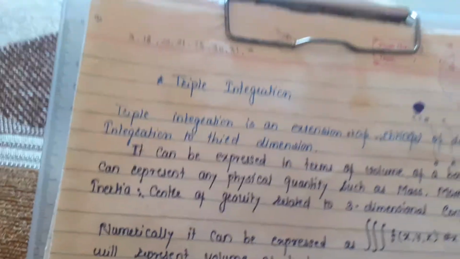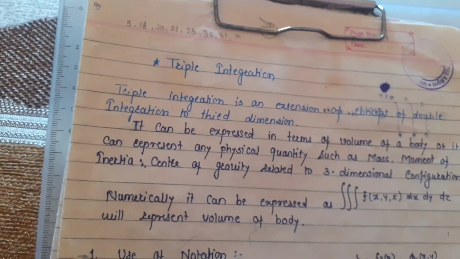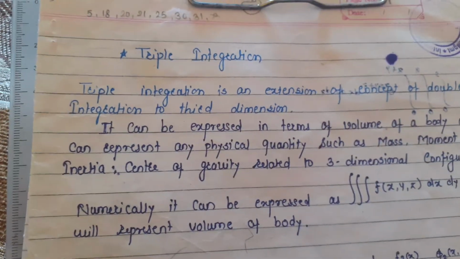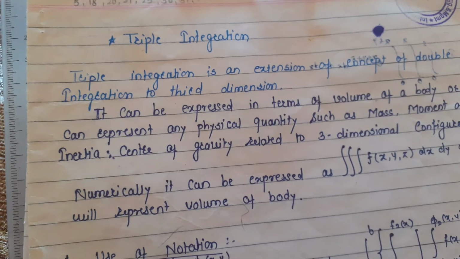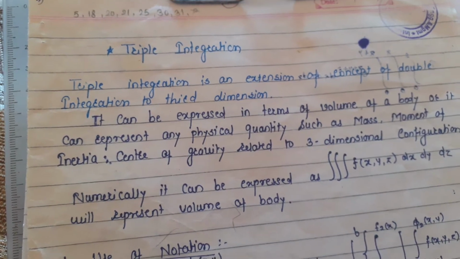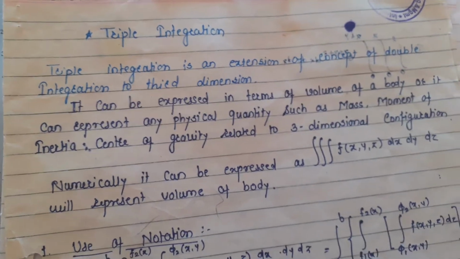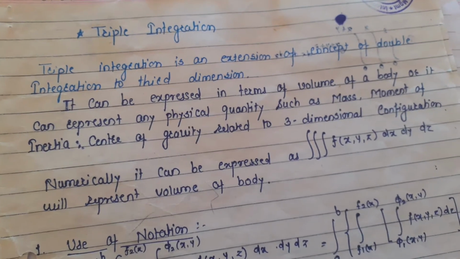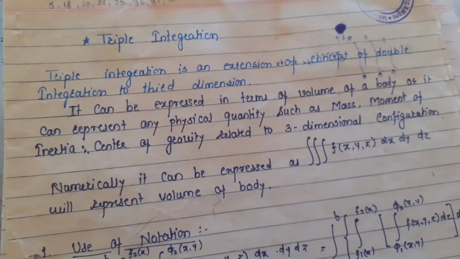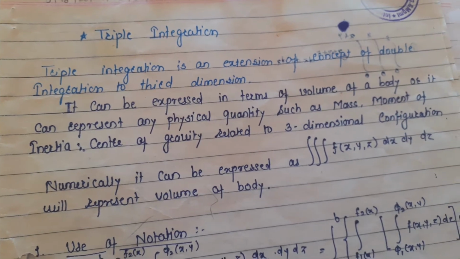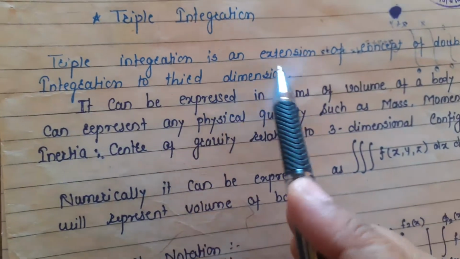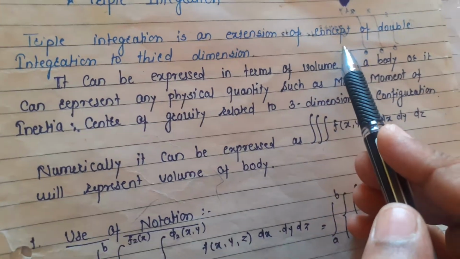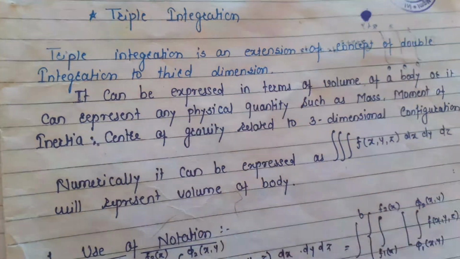Now we have just seen that line integrals, which you people have also learned in 12th, give area, then surface area is obtained by double integration, and the next portion is triple integration. Whenever we apply triple integration, we can find the volume of the given equation. The last application is triple integration. Triple integration is an extension of the concept of double integration to the third dimension.